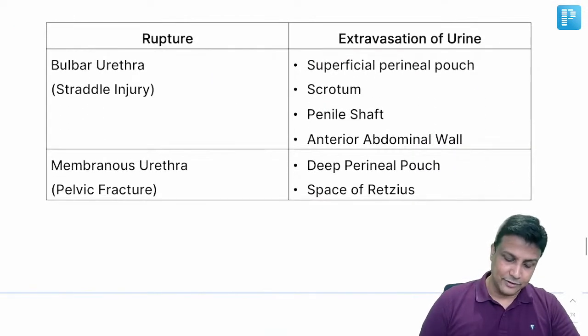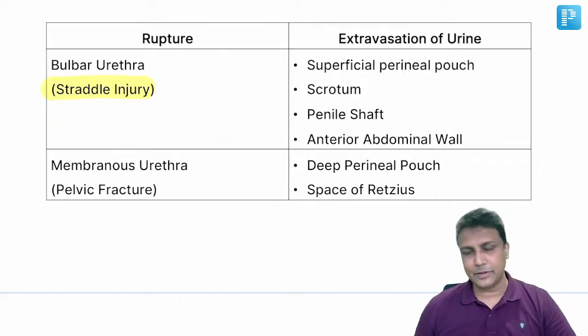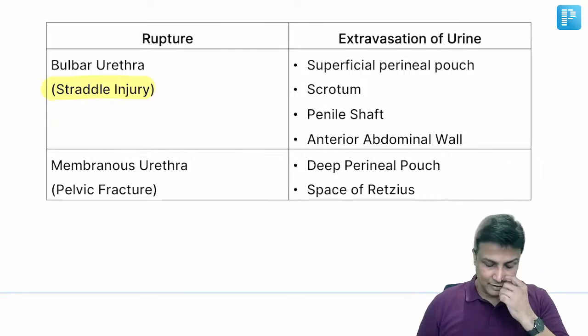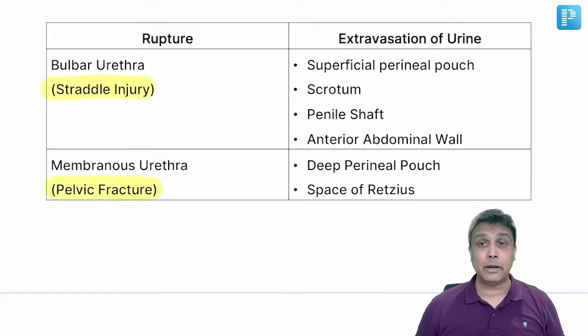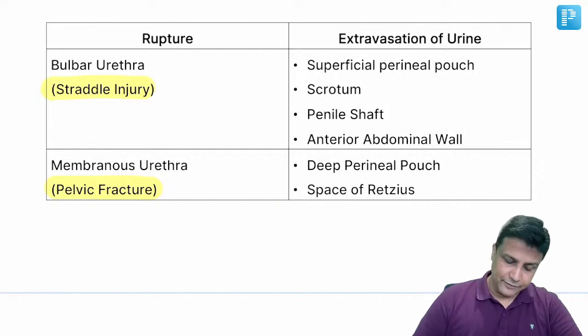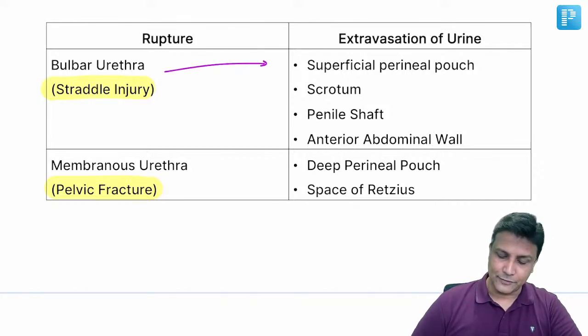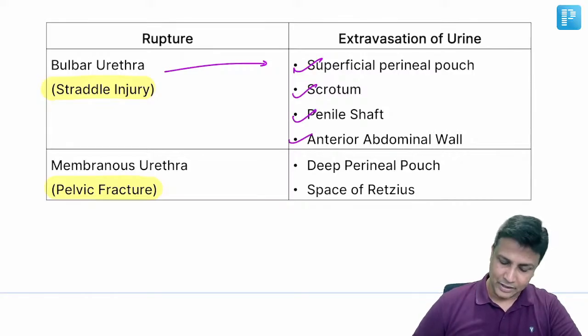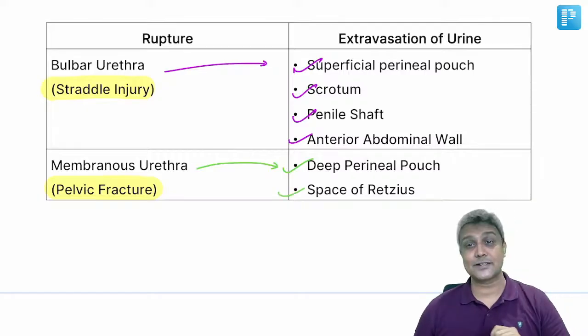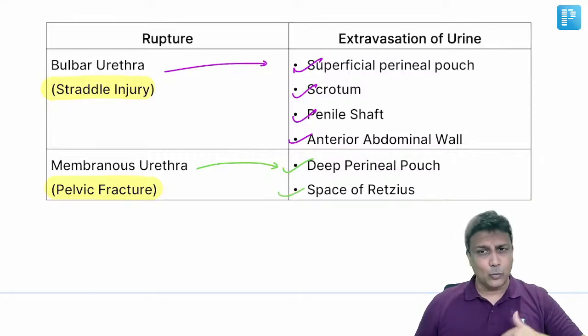As I told you, the keyword straddle injury, which urethra will be ruptured? Bulbar urethra. And pelvic fracture, which urethra will be ruptured? Sir, membranous urethra will be ruptured. If the bulbar urethra is ruptured, the urine goes almost every way: the superficial perineal pouch, the scrotum, the penile shaft, as well as the anterior abdominal wall. If the membranous urethra is ruptured, then the urine will go into the deep perineal pouch as well as the space of Retzius.